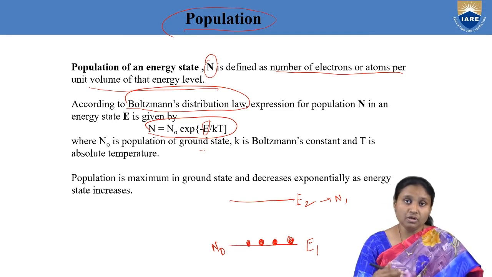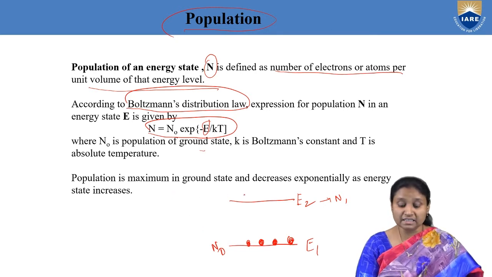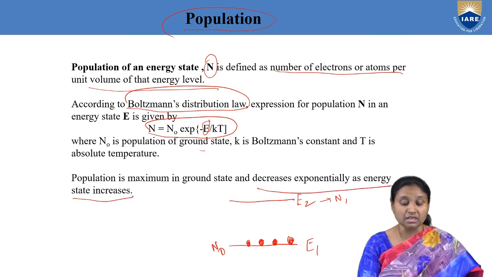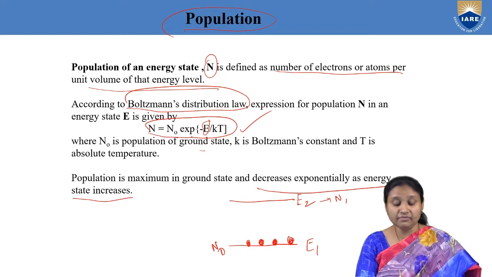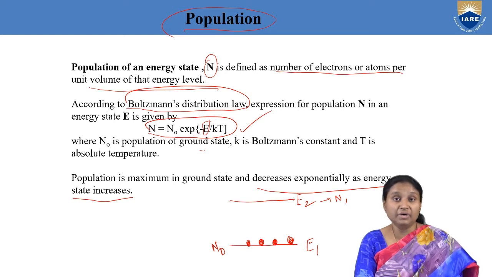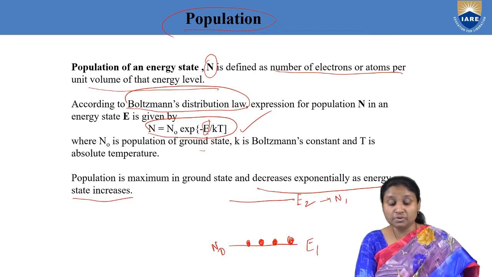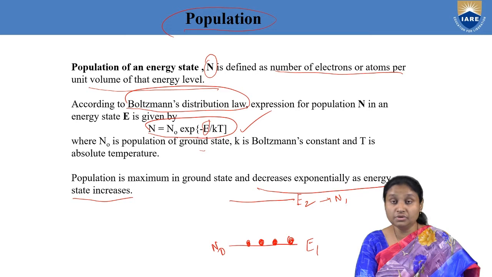And when we keep on increasing the energy state, when we go for a higher state, as the energy state increases, what happens to the population? It is going to decrease exponentially. That we can make out from this expression. How are N and E related? Here we have exponential minus E by kT. It means that the population is inversely proportional to energy. So if energy or energy states are increasing, obviously what happens to the population? The population will decrease, and how is it going to decrease? It is going to decrease exponentially.